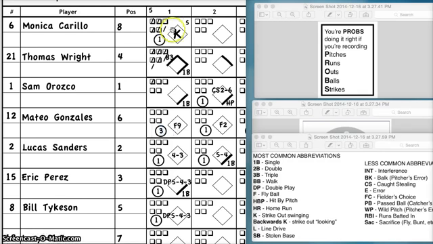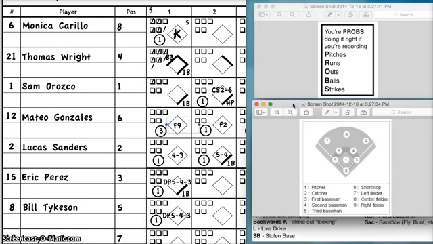So that's how you would note strikeout, with a K, or a backwards K if it was a strikeout looking. Noting a fly ball is, if we look over here, an F. So this would be a fly ball to position number 9. And if we go back to our position abbreviations, right field is number 9.